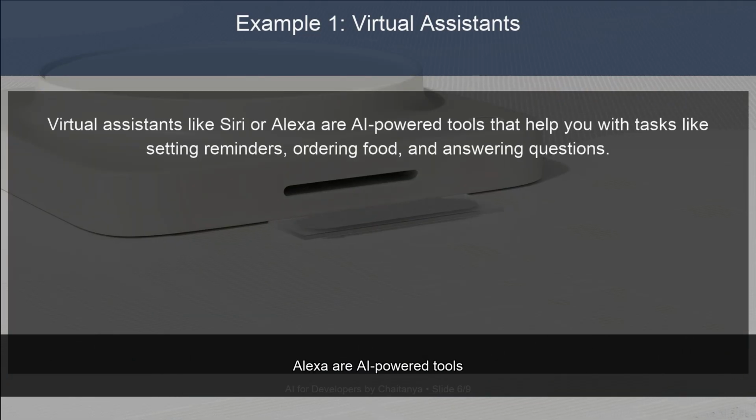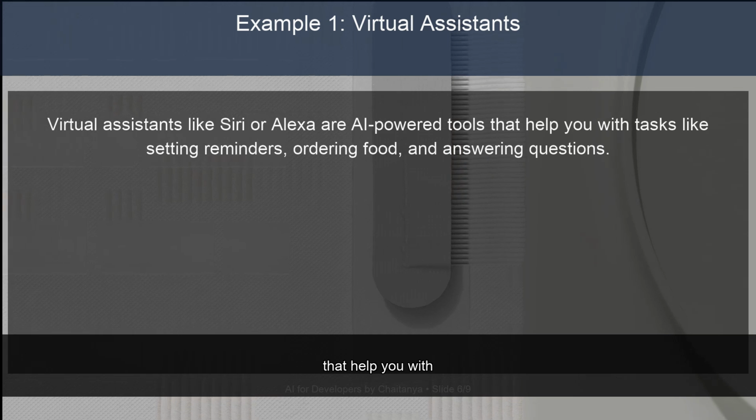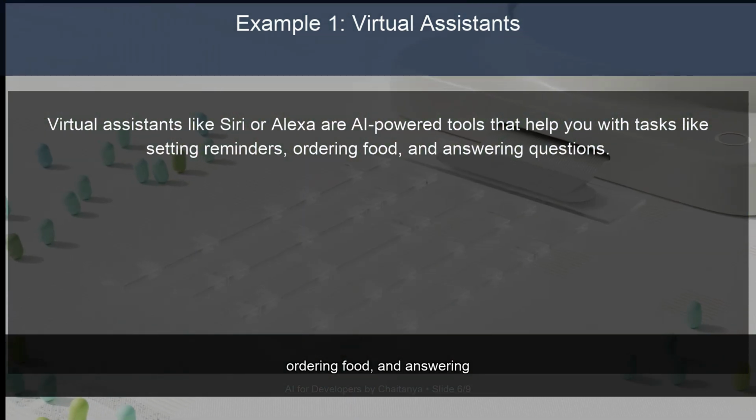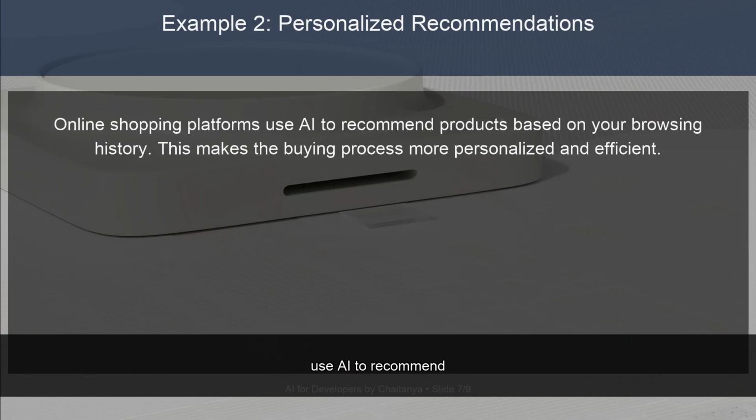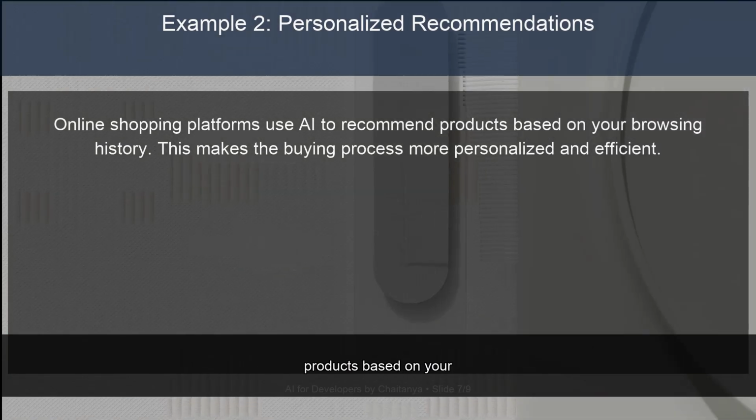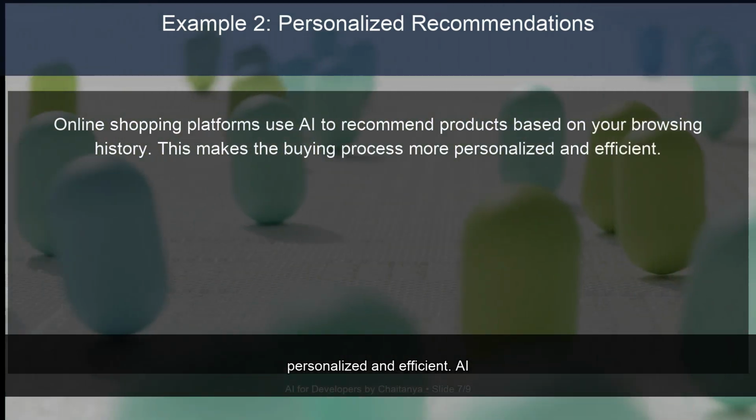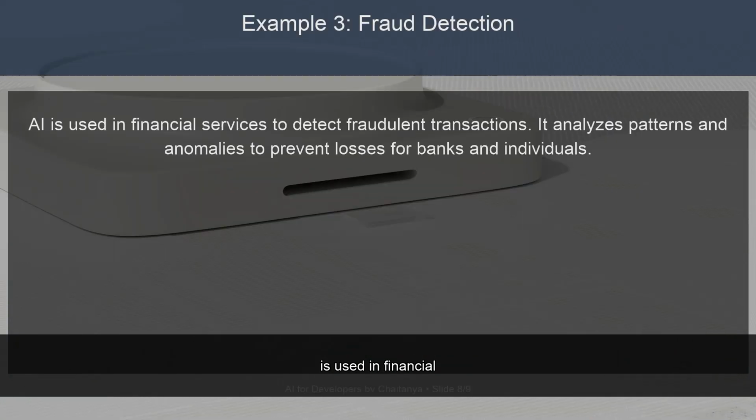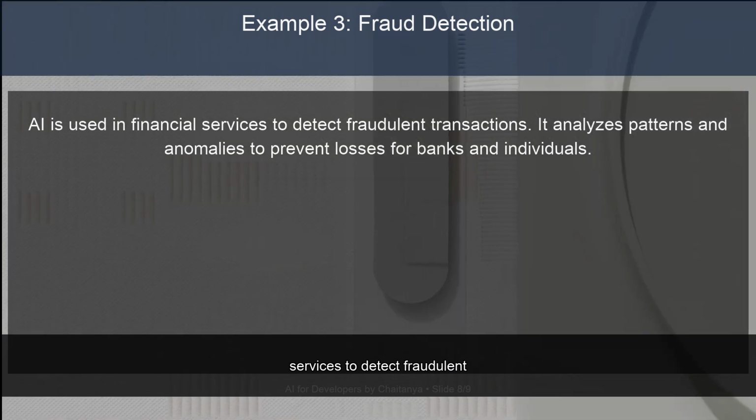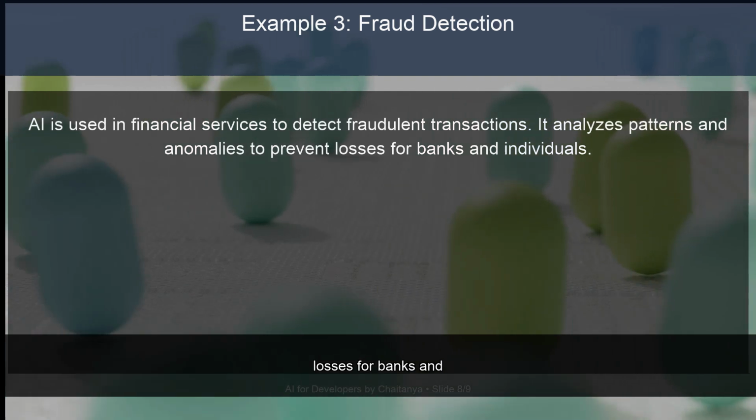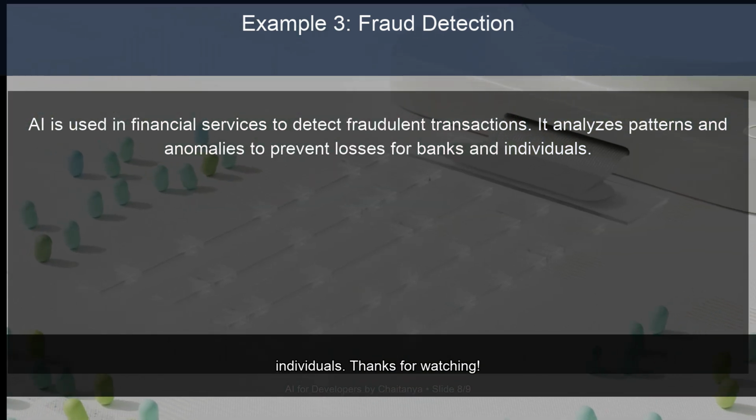Virtual assistants like Siri or Alexa are AI-powered tools that help you with tasks like setting reminders, ordering food, and answering questions. Online shopping platforms use AI to recommend products based on your browsing history. This makes the buying process more personalized and efficient. AI is used in financial services to detect fraudulent transactions. It analyzes patterns and anomalies to prevent losses for banks and individuals.